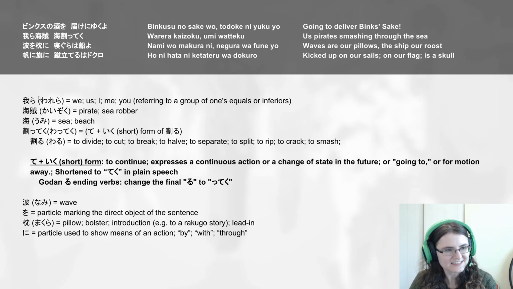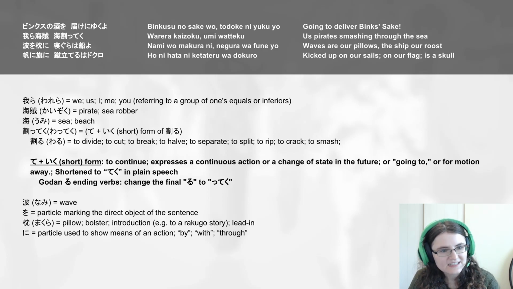So, us pirates, umi being sea, and then we have this wateku, which is the teiku form of waru, which is to divide, to cut, to kind of break through or to smash through. To make this into its teiku form, you would first change it to the te form, and for that, this is a godan-do ending, so that do changes to this tiny tsu of te, so waru becomes wate, and then you would usually put on iku at that, so it would become wate-iku, but this is the short version, so it's just wateku. They just cut out the e to make it more casual and faster to say without that e.